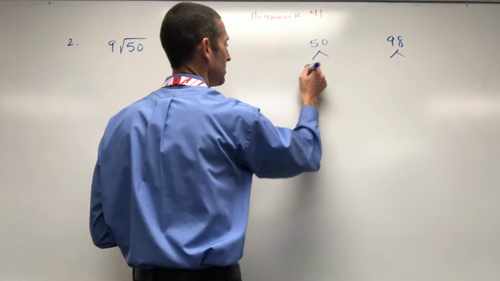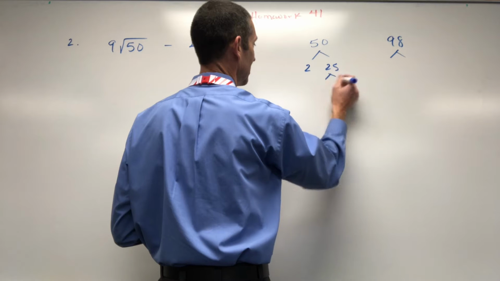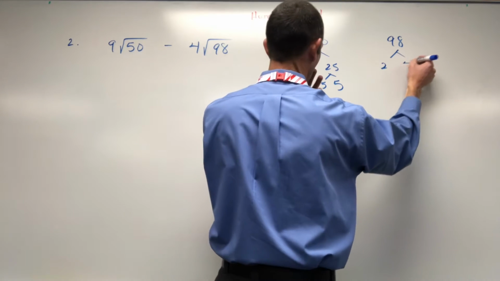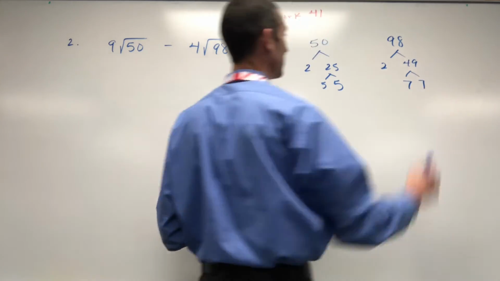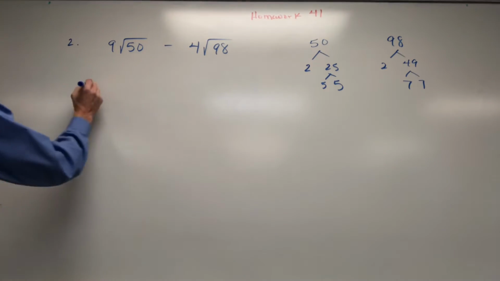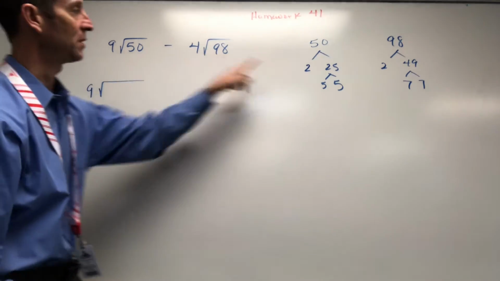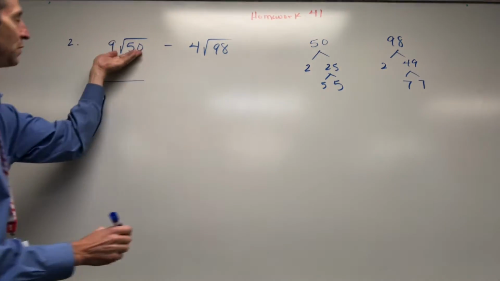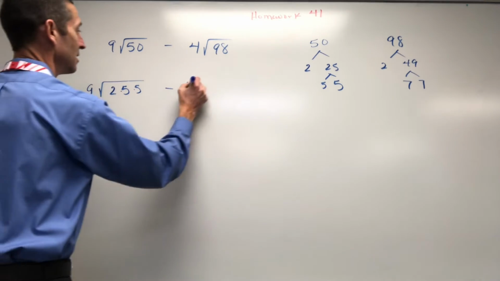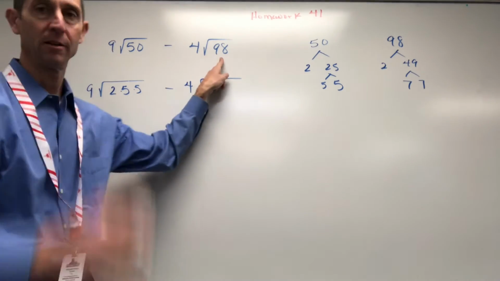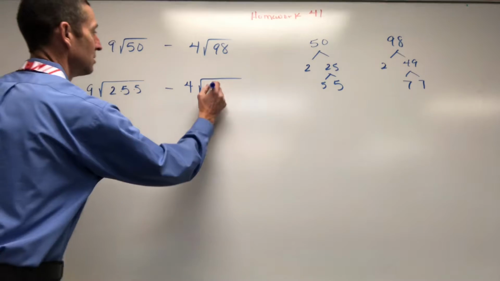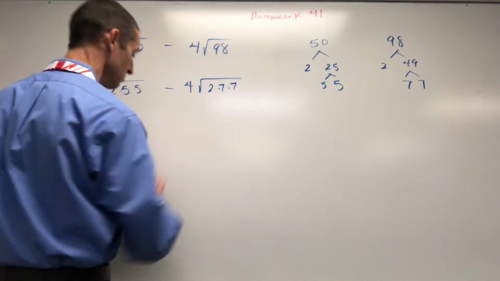So 50 is 2 times 25, 5 and 5. This is 2 and 49, 7, 7. So it really doesn't take long to factor tree them down, break them down. So you've got 9. In place of the 50, you got 2, 5, 5. So 50 out, 2, 5, 5 is in. 98, he's out. In place of 98, the 2, 7, 7. Boom, boom, boom.